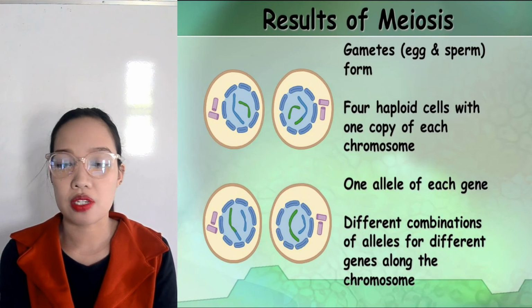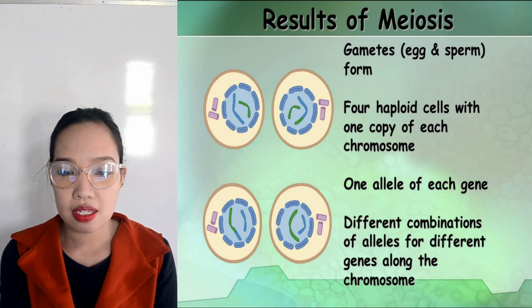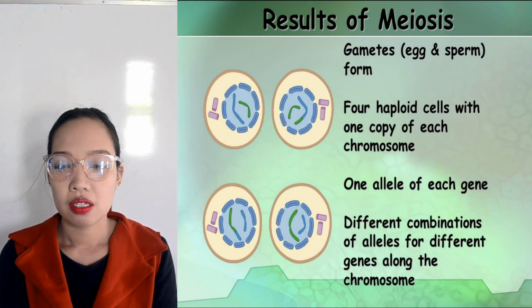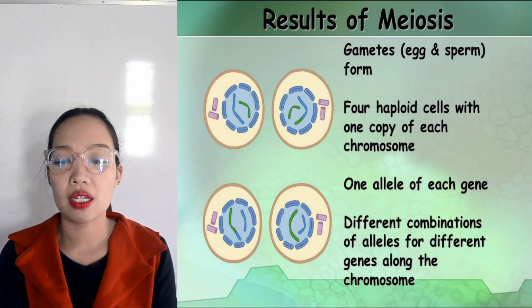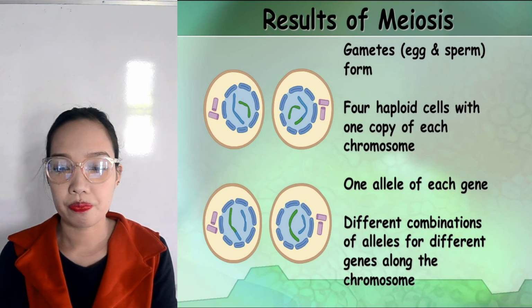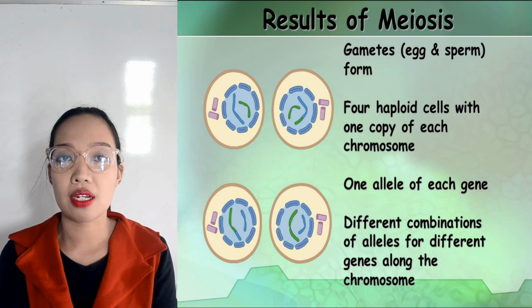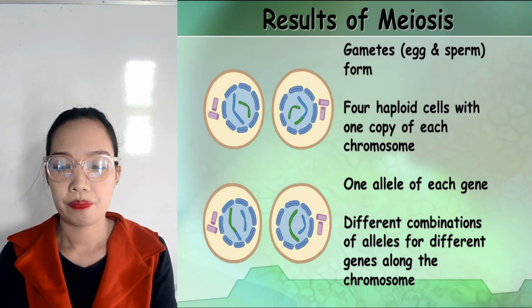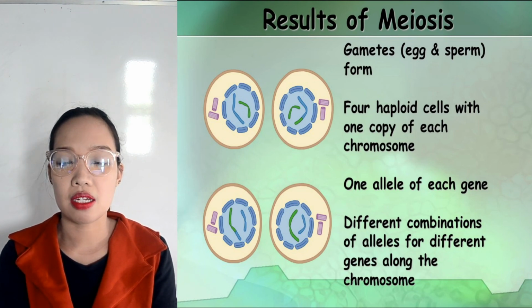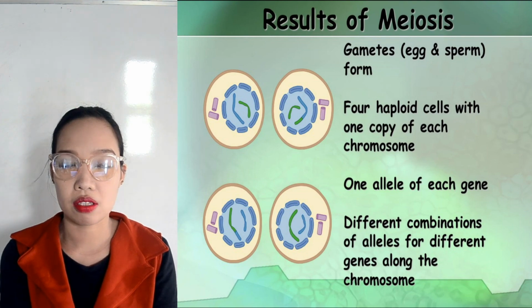Now, after meiosis, gametes form 4 haploid cells with one copy of each chromosome. And there is one allele of each gene, with different combinations of alleles for different genes along the chromosome.